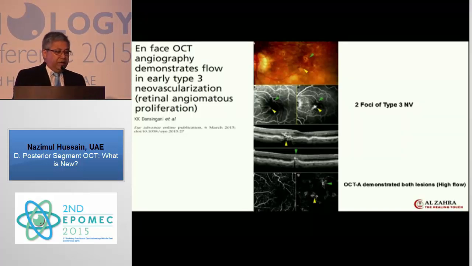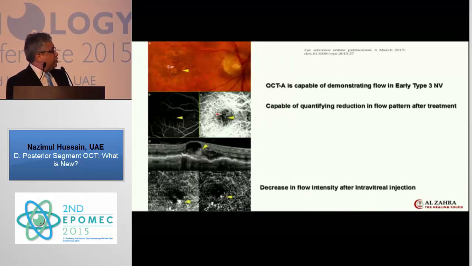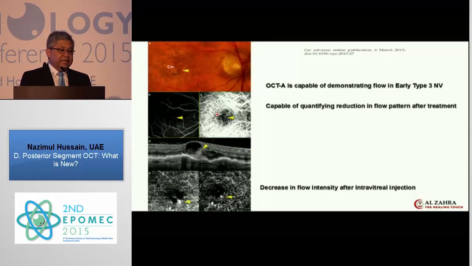And you can see over here, even post-treatment, you can see the choriocapillaris on angiography. You can see the lesion over here decreases after treatment. So what it means is that it is an important tool, still growing, and capable of demonstrating flow in the early type 3 neovascularizations, so we can quantify the reduction in the flow pattern.